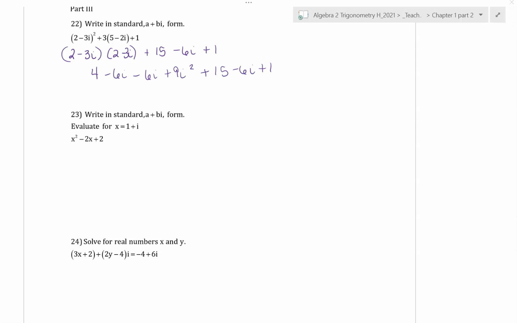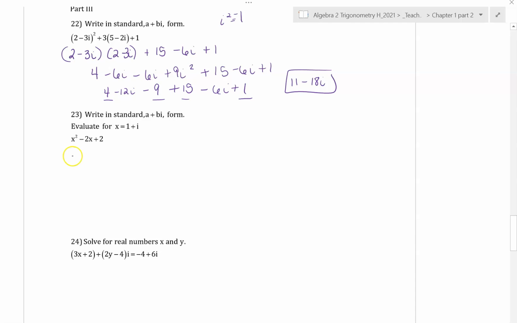Okay, so I expanded 2 minus 3i quantity squared, ended up with 4 minus 12i. Now i squared is negative 1, so you can replace a 9i squared with negative 9. So if we collect the like terms, we could add the real parts together and the imaginary parts. There you go.